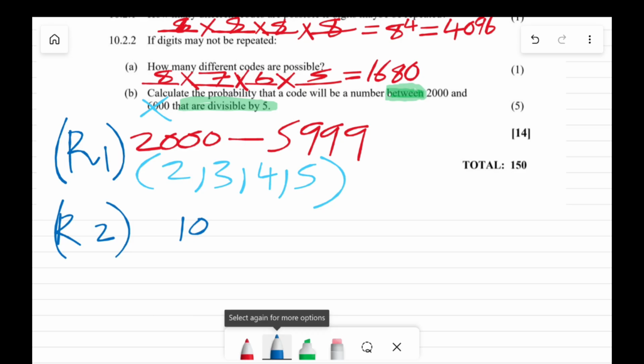A 10, can you see that a 10 is ending with a 0 here? So it is divisible by 5. All right? Even 100 is ending with a 0, so it's divisible by 5. So any number that is ending with a 0 is divisible by 5.